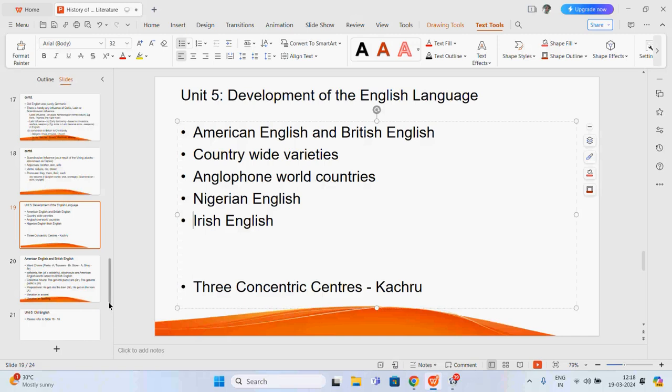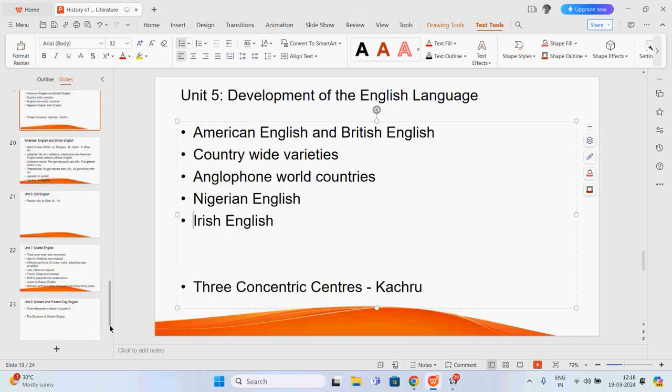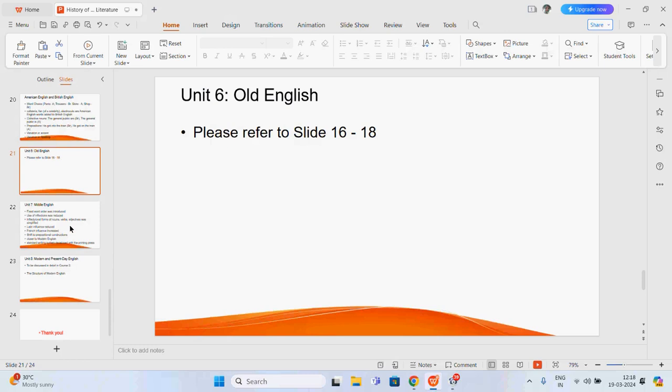You have now 3 units devoted, 6, 7 and 8, devoted to the 3 major periods of English language: Old English, Middle English and Modern English. For Old English period, you will refer back to slide number 16, 17 and 18. That I've already discussed. I'll quickly take you back to those slides.